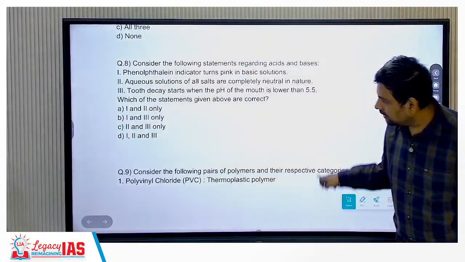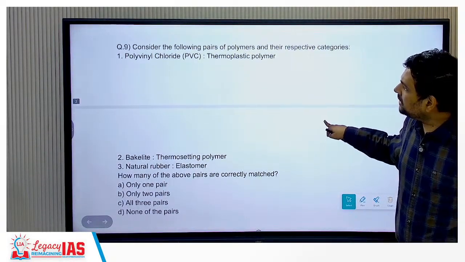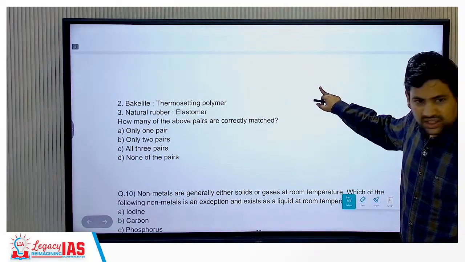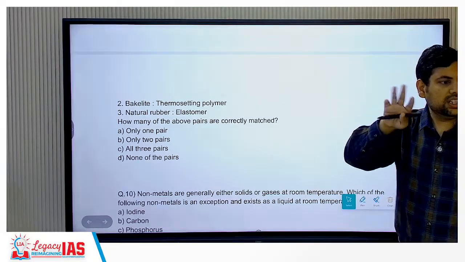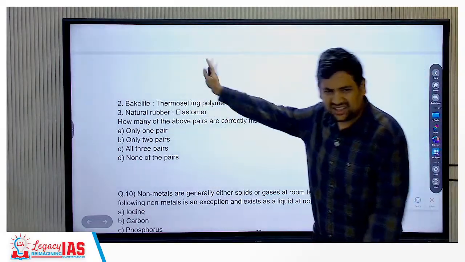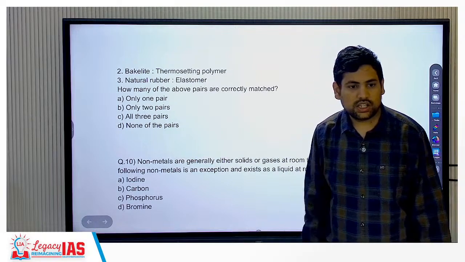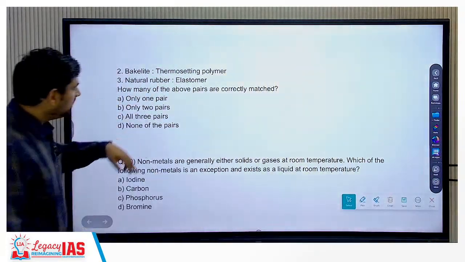Next, consider the following polymers and respective categories. PVC is thermoplastic, correct? Then bakelite is thermosetting. Yes, bakelite and melamine are thermosetting. I told you to remember 2, 3, the main ones for thermosetting, others everything is thermoplastic. Then natural rubber is an elastomer. What do you think? Yes, okay. So all 3 pairs are correct.